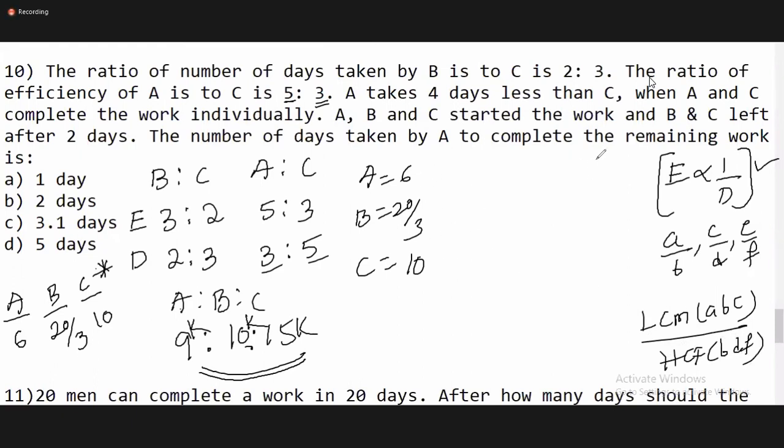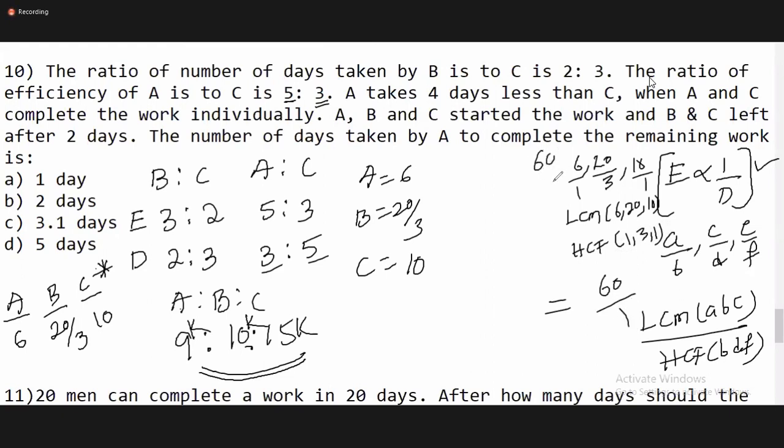So what is the LCM of 6 comma 20 by 3 comma 10? You need to calculate the LCM of 6 comma 20 comma 10, and the denominators are 1 comma 3 comma 1. The LCM of 6, 20, 10 is 60, no? The HCF of 1, 3, 1 is 1 only. Essentially my LCM is 60, agree? So there are 60 chocolates.